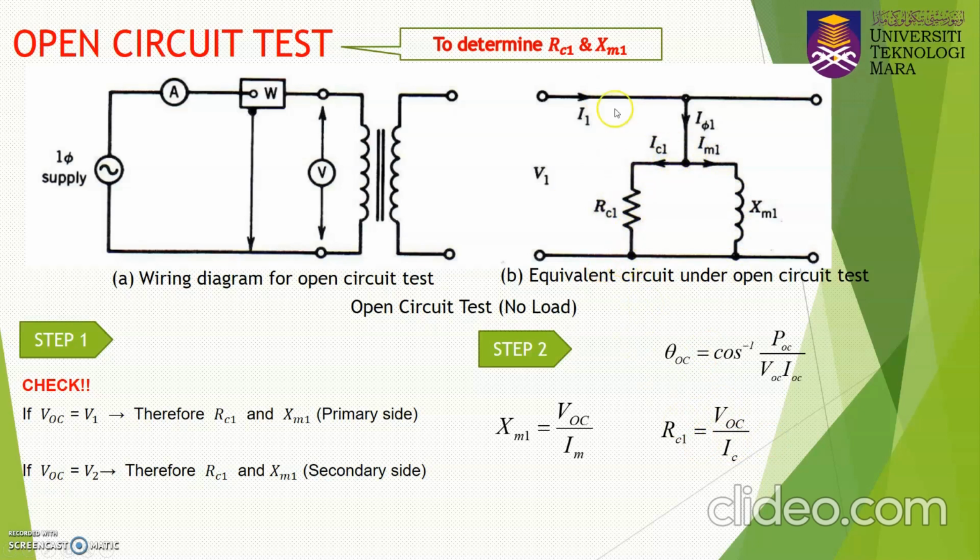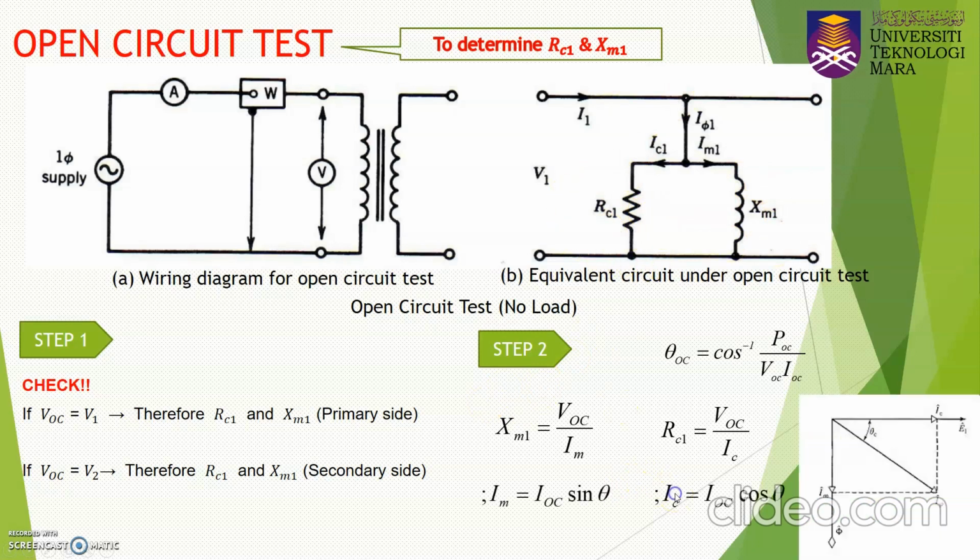Okay, that's how you determine the value of XM1 and also RC1. So how about the value of IM and also IC? If you don't have the value of IM and IC, you can just use the concept of triangle. Based on the trigonometry, you know that the IC and also IM are separated by 90 degrees here.